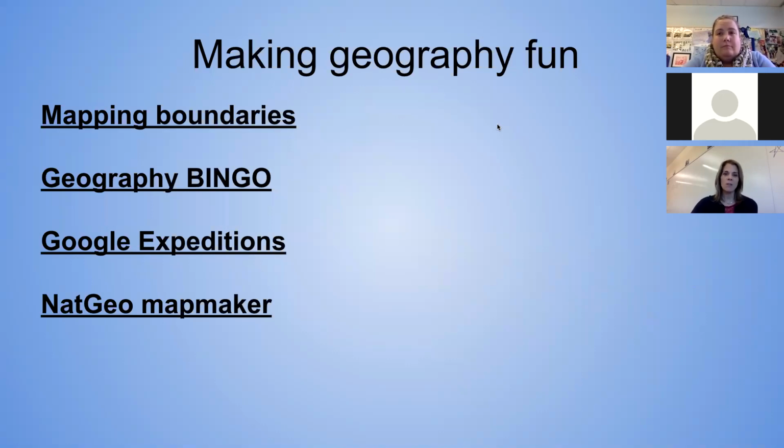So different things that I've used in my classroom: we have mapped out boundaries, we've played geography bingo, and we've used Google Expeditions and Nat Geo Map Maker. The mapping boundaries is a great one. It's an opportunity to look at historical conflicts. If you're looking at the Civil War, you could look at the Rwandan genocide, you could look at the Korean War, you could even go through and look at World War II.